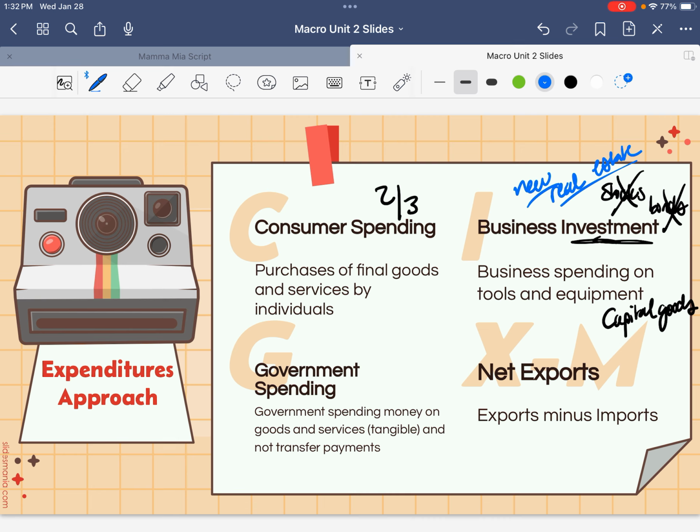All right, the next one would be government spending. The government is spending money on goods and services that are tangible and not transfer payments. You learned yesterday what a transfer payment is. So no, stimulus checks don't count. No, unemployment checks don't count. No, disability checks don't count. So if the government is giving money to someone, it does not count in the GDP.